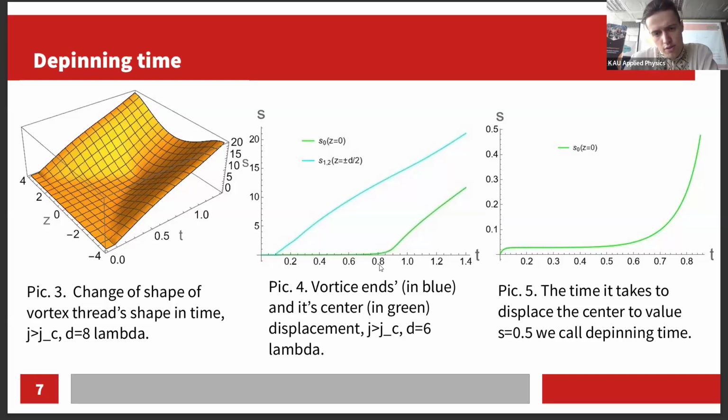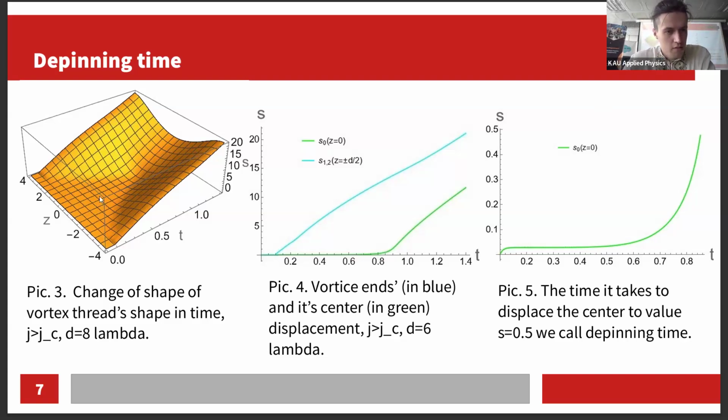However, it's not until some 0.85 that the depinning occurs. And by depinning, we mean not the moment where the vortex starts moving, because it's not clearly seen here or here in picture 5, but rather the moment when the displacement value of the vortex center reaches 0.5, so something like half of the pinning radius of our potential well.